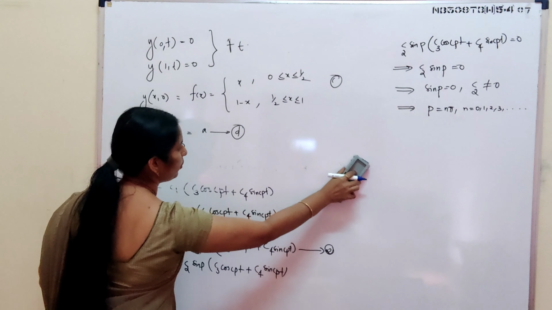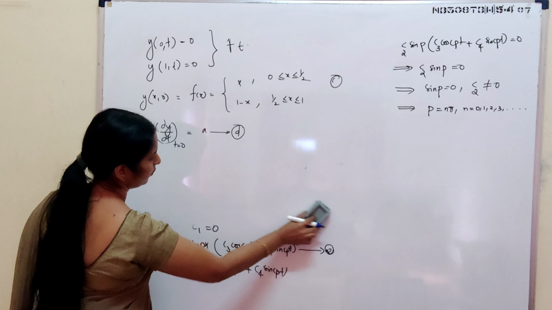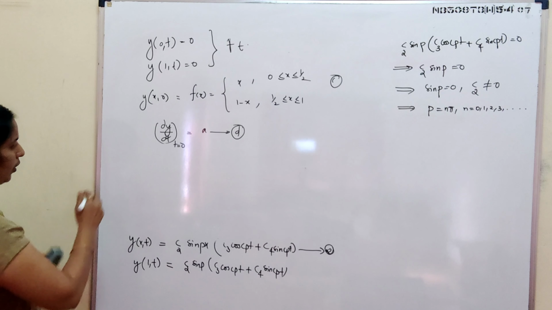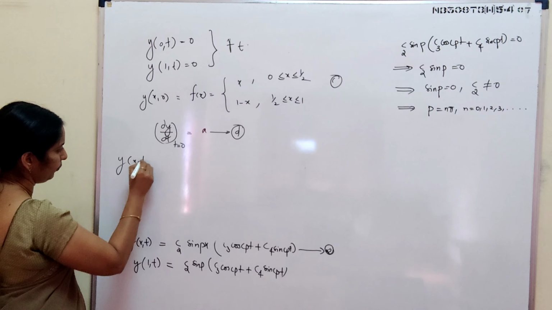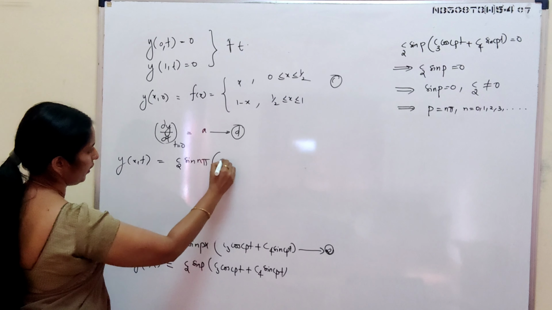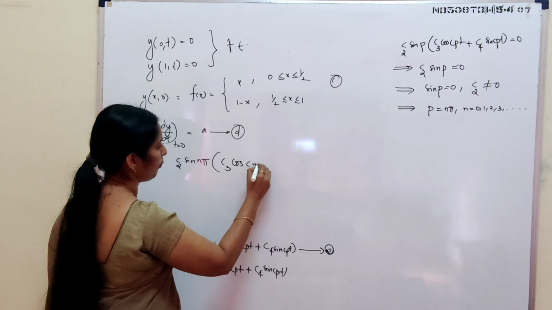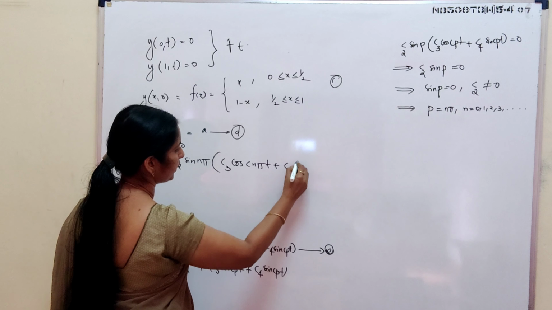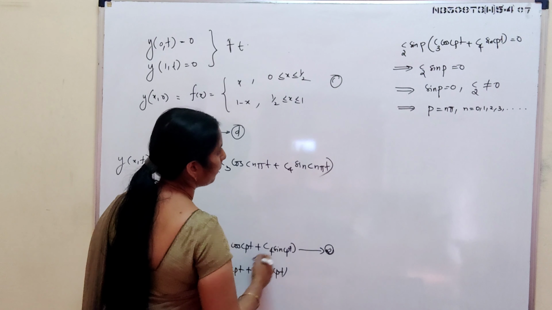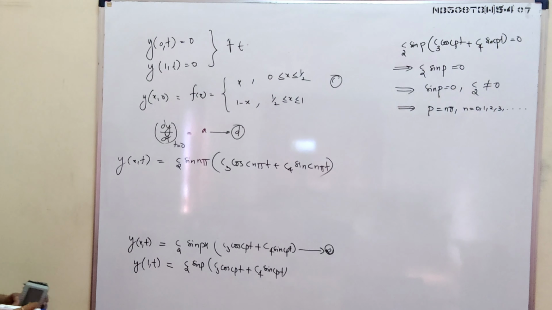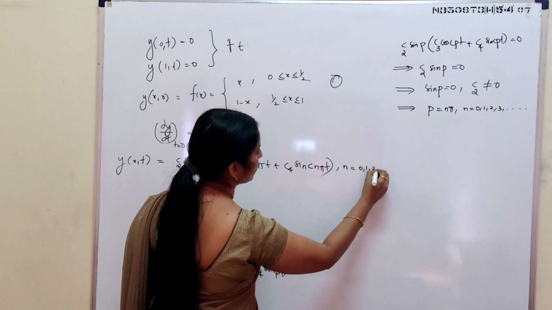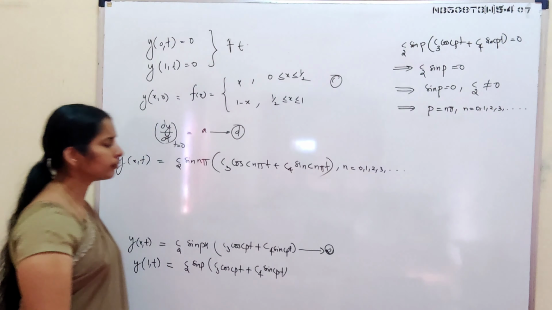So your equation number 2 is y(x, t) = c2 sin nπx (c3 cos cnπt + c4 sin cnπt). See, this is the solution when p is equal to nπ, for n = 0, 1, 2, 3, 4, etc.